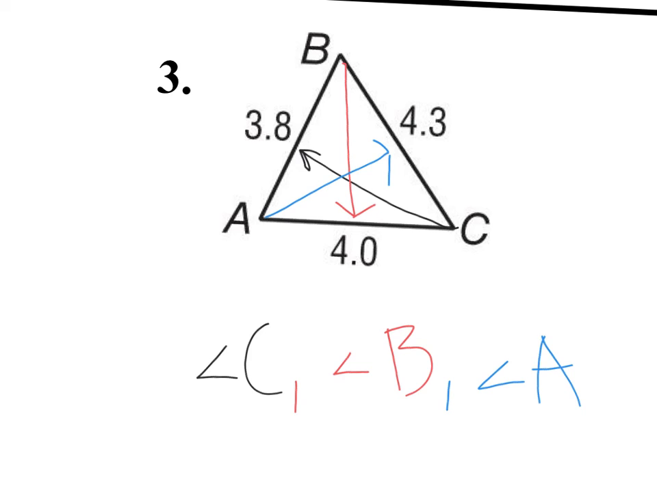Looking at these numbers, 3.8 is the smallest number, so go across from it. That's going to be angle C. All right, 4 is the next smallest number. Go across from it. That's angle B. 4.3 is the next number in line. Go across from it. That's angle A.